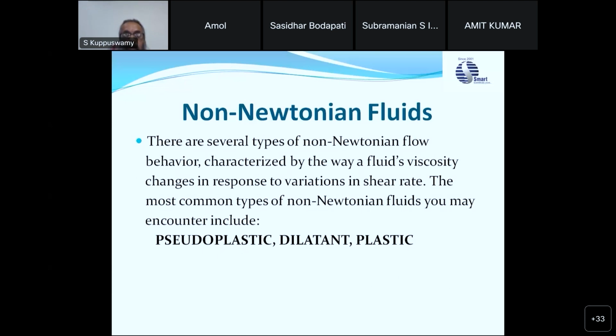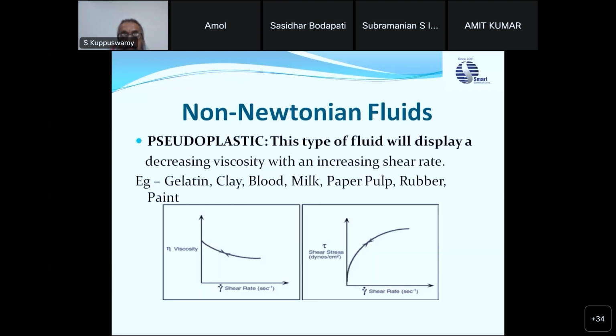Again, there are several types of non-Newtonian flow behavior characterized by the way the fluid's viscosity changes in response to variations in shear rate. The most common types of non-Newtonian fluids you may encounter include pseudoplastic, dilatant, and plastic. Now we'll see what is pseudoplastic, what is dilatant, and what is plastic.